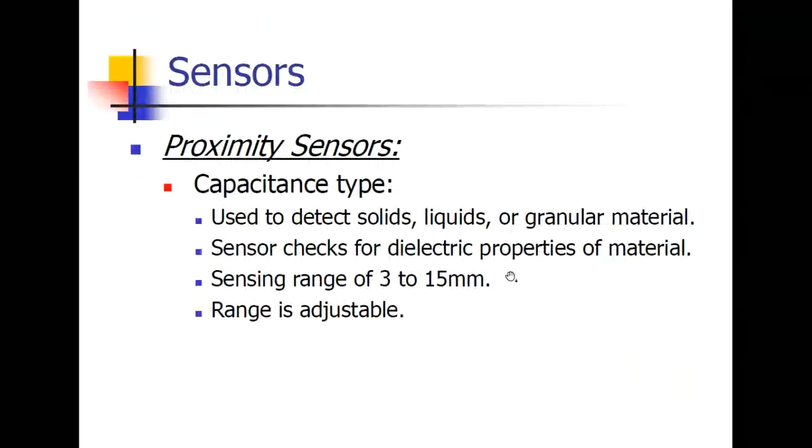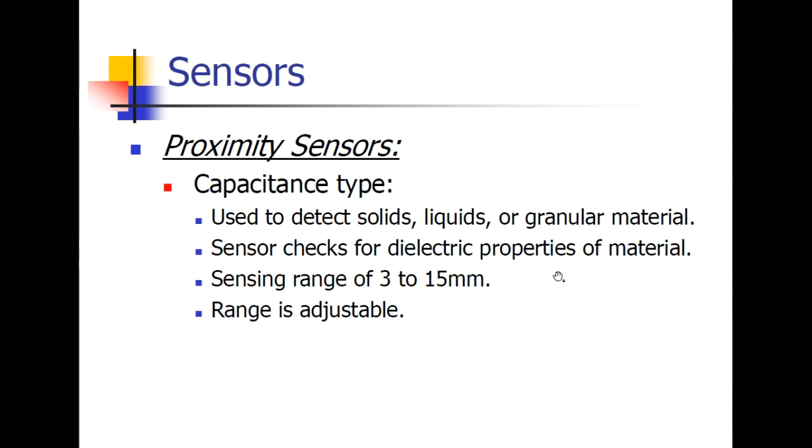There's also capacitive type sensors. Capacitive type sensors use a capacitor, sort of an electrical circuit, and they have some advantages and disadvantages. As you see right here at the sensing range, I guess a disadvantage of the capacitive sensor is you've got to be no more than 15 millimeters. That's about the maximum range of a capacitive type sensor, and some of them are even less than that.